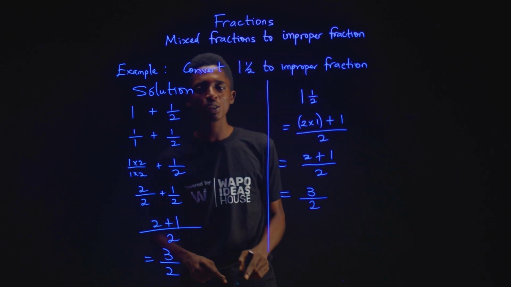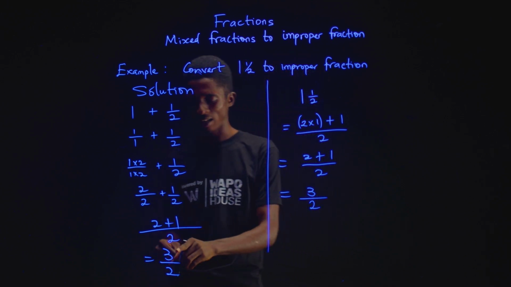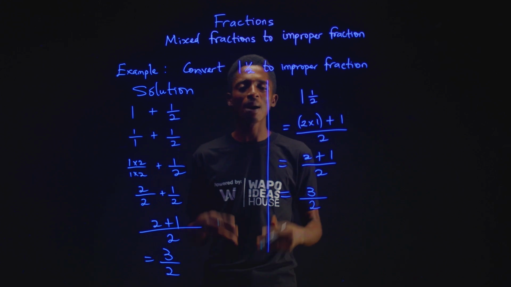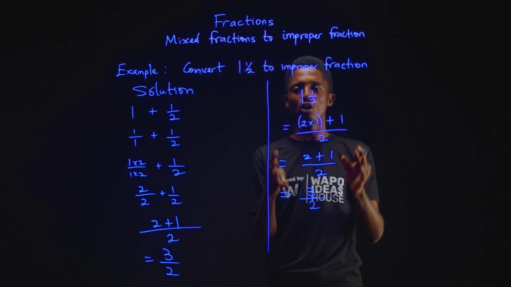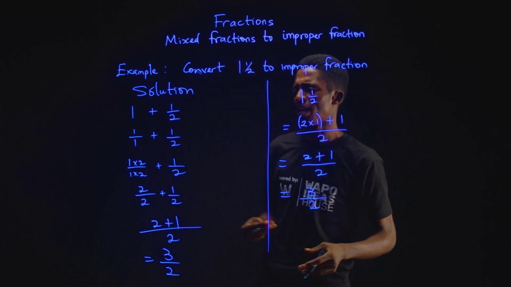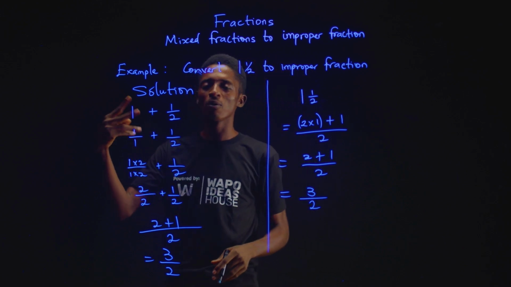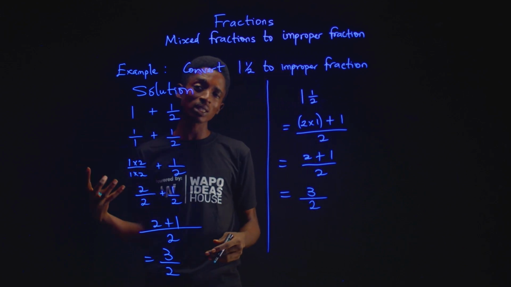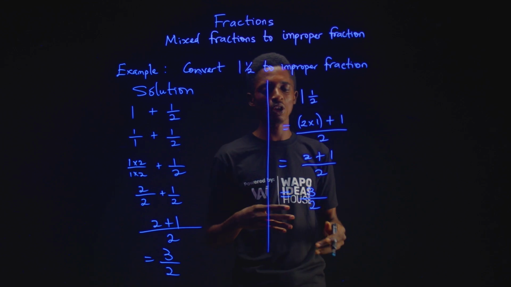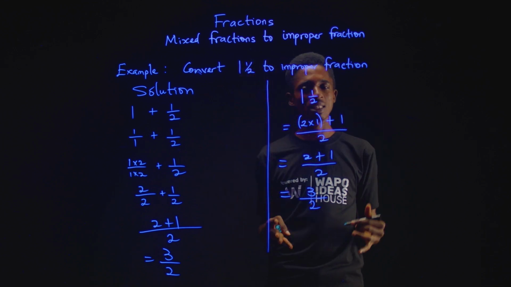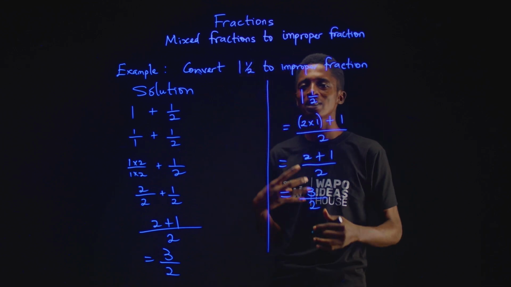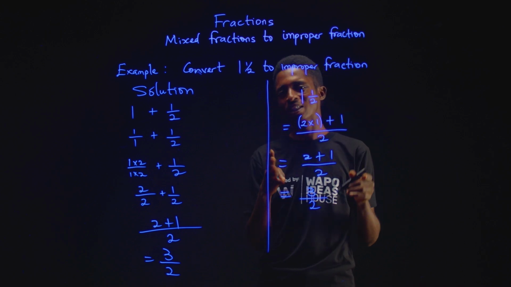So in both cases, we have arrived at the same answer, 3/2. However, many students find this method to be a lot easier because trying to find the equivalent fraction will spend you more time, whereas you can do it in just 3 to 4 steps using this method. So in subsequent explanations, we will stick to this method.